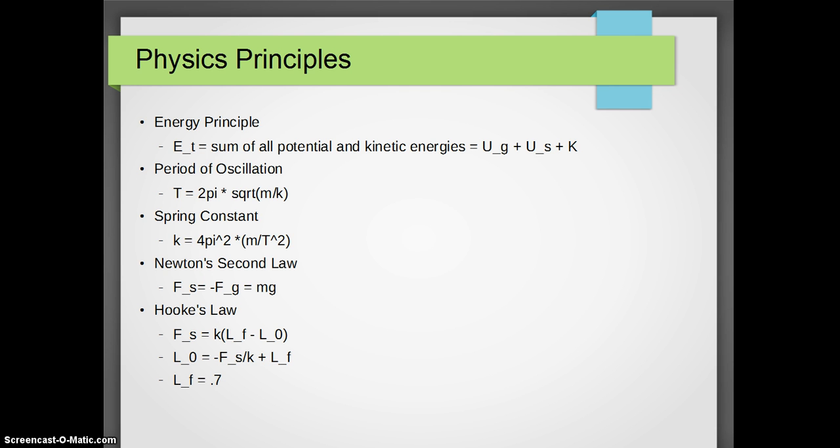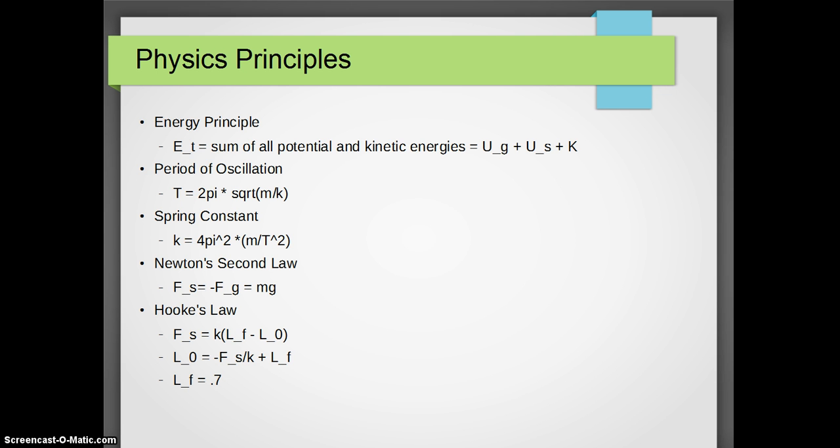Another important principle is the period of oscillation, which is T equals 2 times pi times the square root of the mass of the object over the spring constant, where the spring constant is, conversely, 4 pi squared times the mass of the object over T squared. In this particular experiment, knowing the formula for the spring constant, deriving it from the period is important because we don't know the spring constant initially. However, we can derive the period from our data in Tracker.